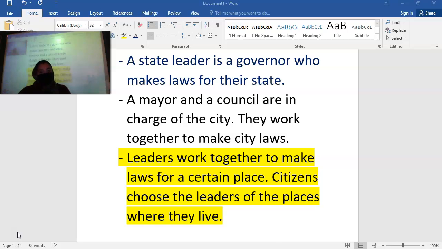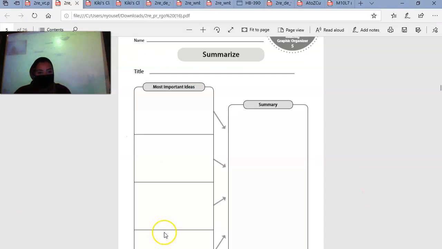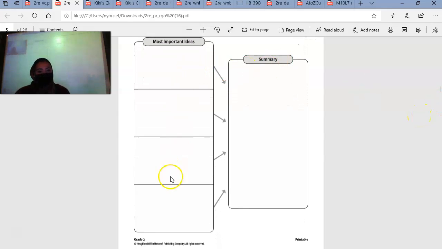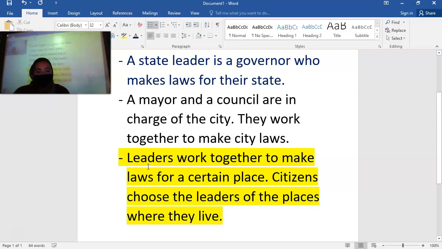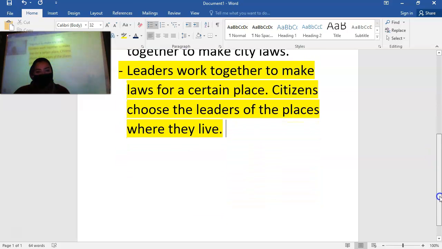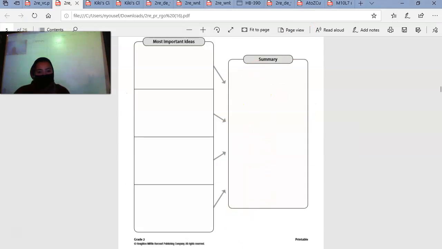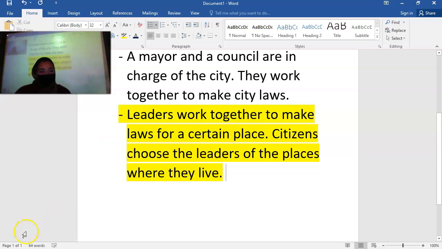Okay, so to summarize the story, on the side here, you went ahead and wrote the most important ideas. Now let's summarize what the story is about. Did you fill out 4 or 3? 3. Okay, don't worry about the 4th box. But now let's write up what is the story about? What are the most important ideas? It's about leaders and how they work together to make laws for a certain place. Citizens choose the leaders of the places where they live, right? That's what the story is mostly about. You need to write this part down here. You can pause the video now.